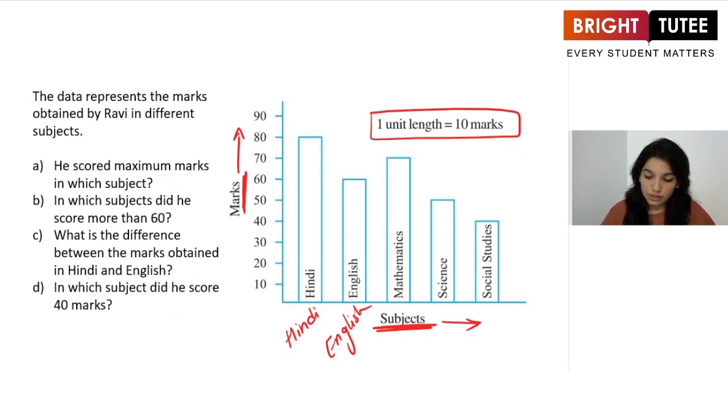So now let us read the part A of the question. It says he scored maximum marks in which subject? So look into the bars, which bar has got the maximum length. Clearly the first bar has got the maximum length, that is Hindi. So the answer is that he has scored maximum marks in Hindi.